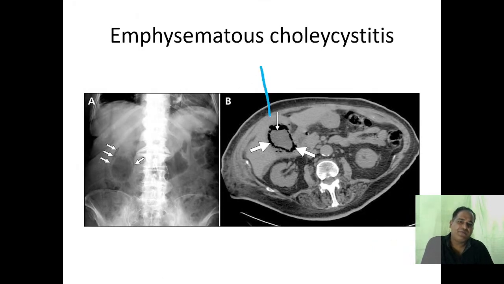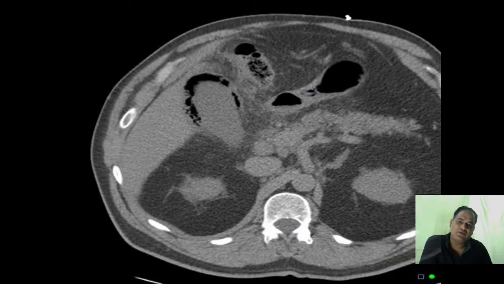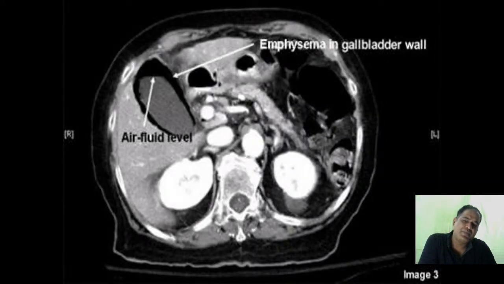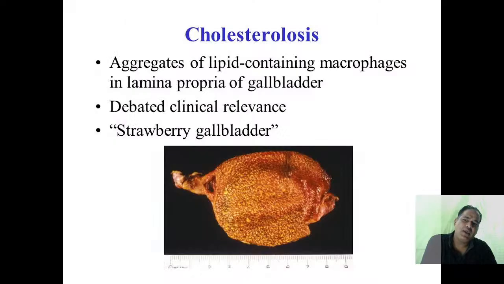Now, emphysematous cholecystitis by the gas-producing bacteria. Now, you should do immediate cholecystectomy. You see, the black colored thing you see around the gallbladder, this is air or the gas produced by the bacteria. This is called as emphysematous cholecystitis, requires immediate surgery.